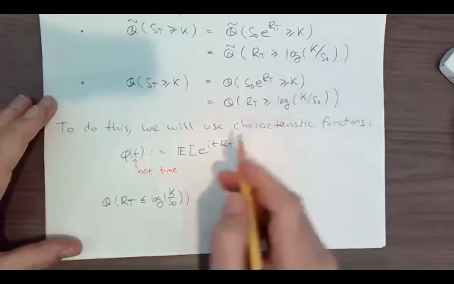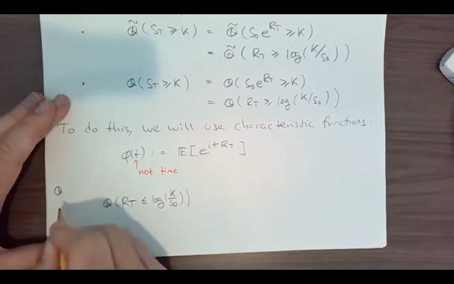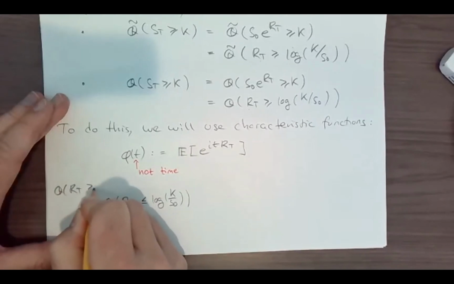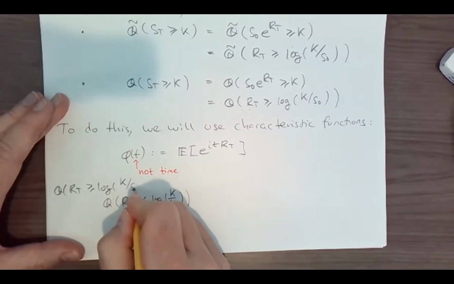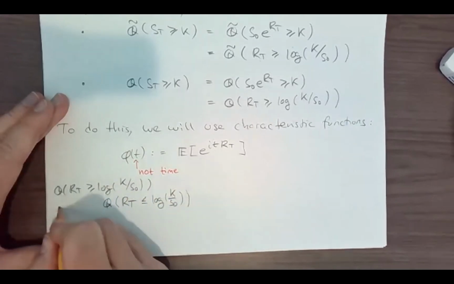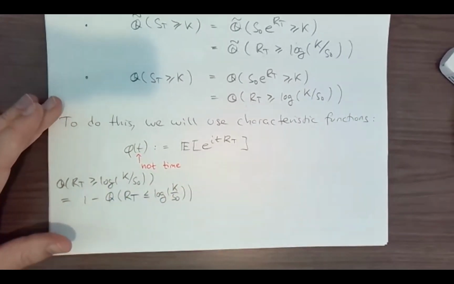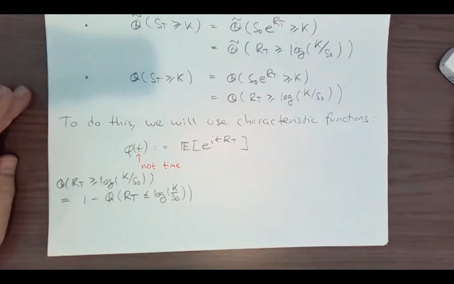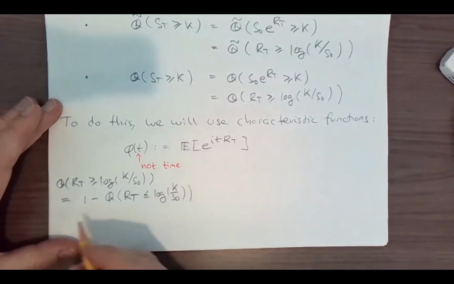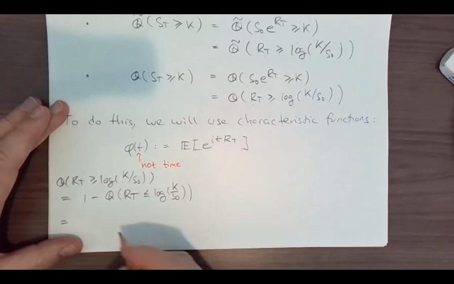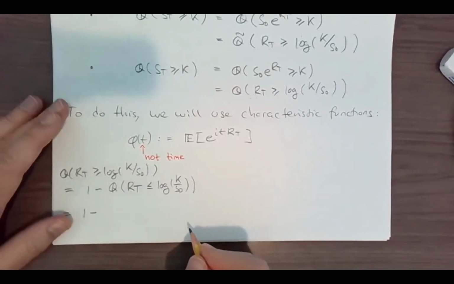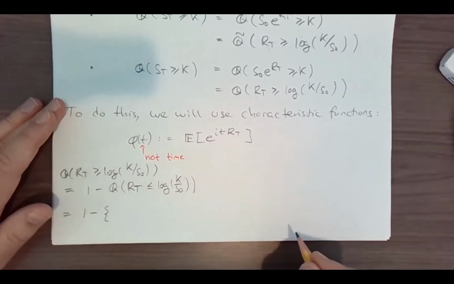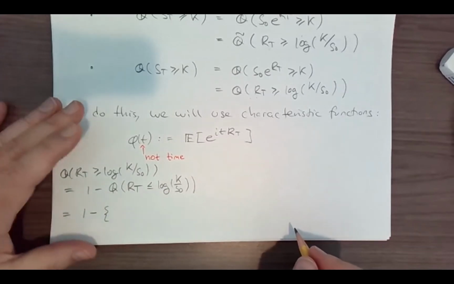I'm interested in this quantity, so I can write Q of RT bigger than log of K over S naught. I can write this as 1 minus this quantity. And then I can write this as, this is where we're using the inversion theorem, 1 minus, and then we have to remember what the inversion theorem says. This is from an earlier lecture.